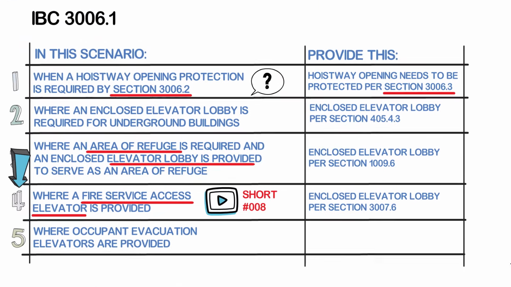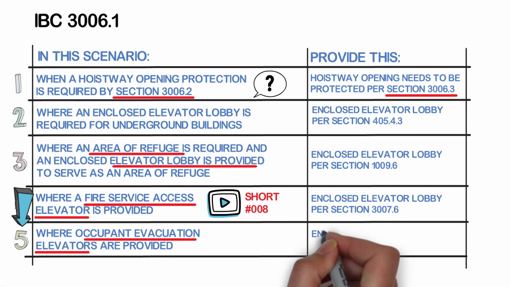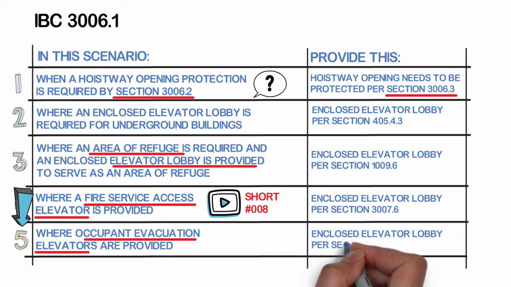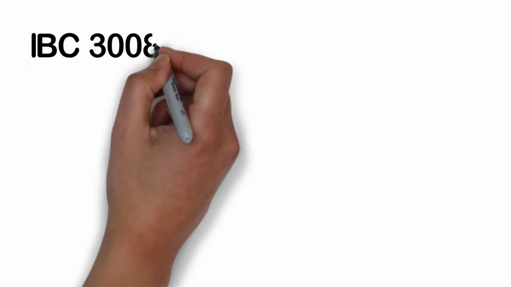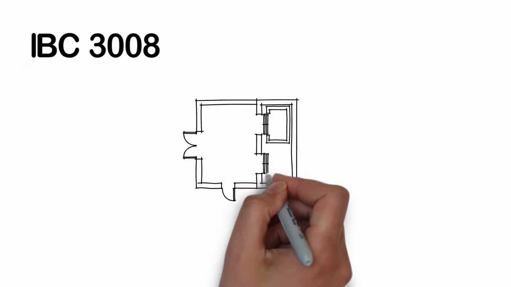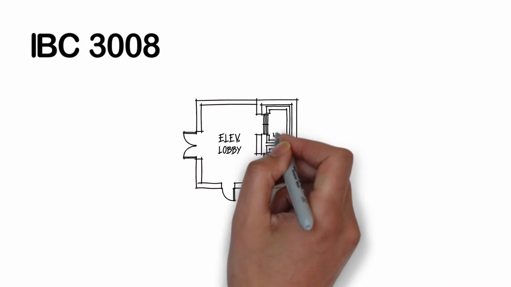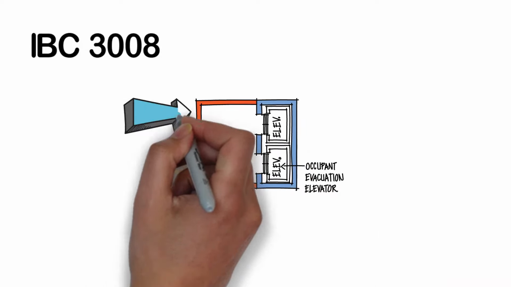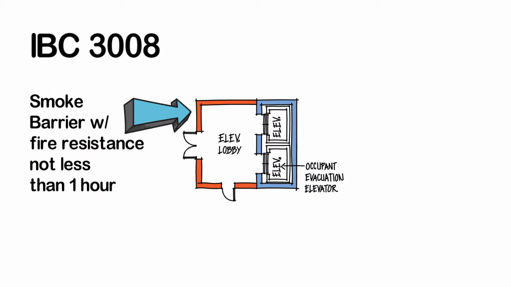Item number 5 states that if you have occupant evacuation elevators, then you need to comply with section 3008. This is not very common, but as you can see, elevators can be used for egress if they comply with section 3008. And similar to the last section, section 3008.6.2 in part states that the occupant evacuation elevator lobby shall be enclosed with a smoke barrier having a fire resistance rating of not less than 1 hour.